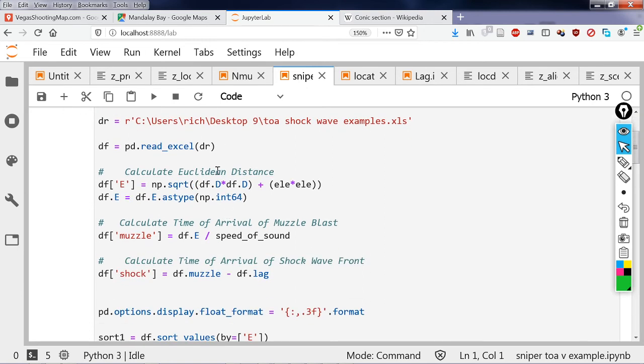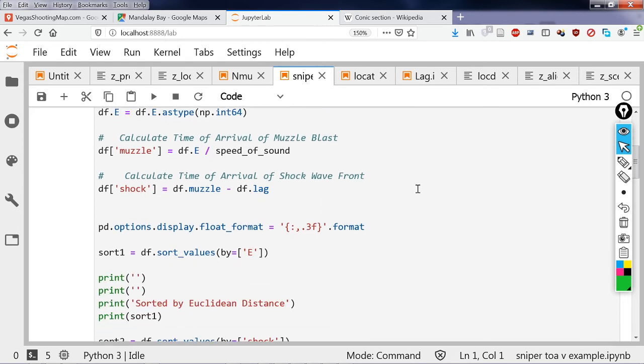In this case, I'm going to calculate, easy for you to say, Euclidean distance. And remember, that's the ground distance squared plus the elevation squared, and you take the square root of it, and you have the distance that the sound from the gun to the observer must travel for the muzzle blast. So we calculate that and convert it to integers, since I don't want all the extra digits. And then to calculate the time of arrival of the muzzle blast, you simply take that Euclidean distance and divide it by the speed of sound.